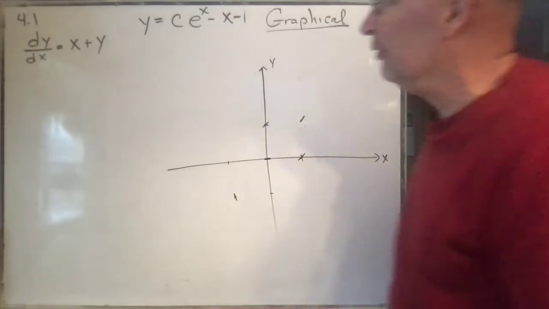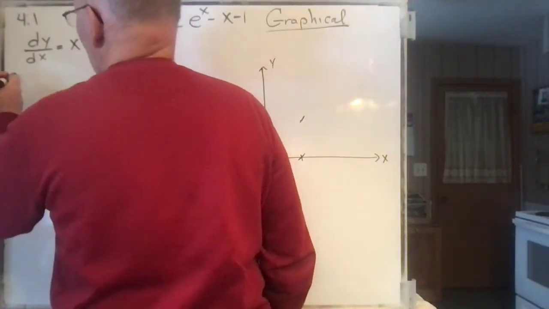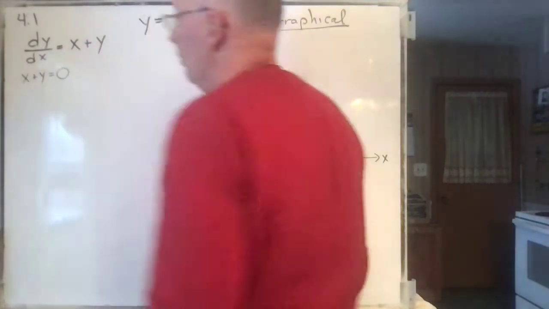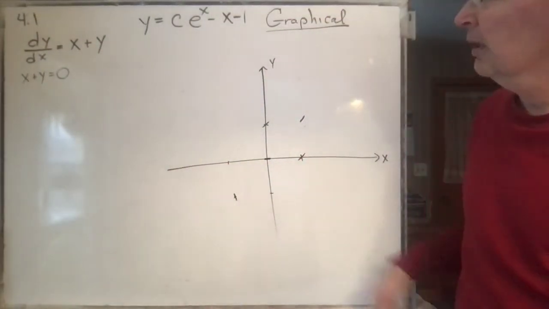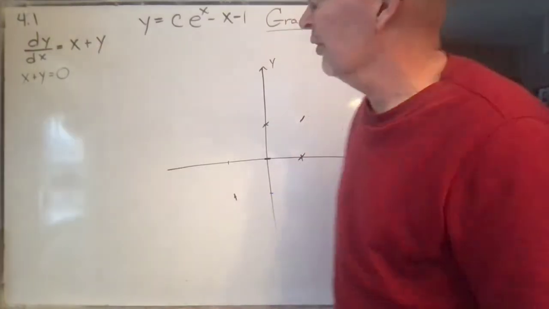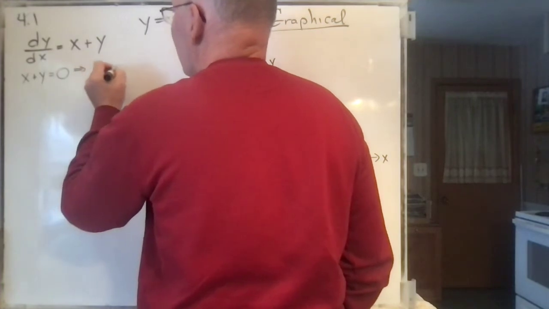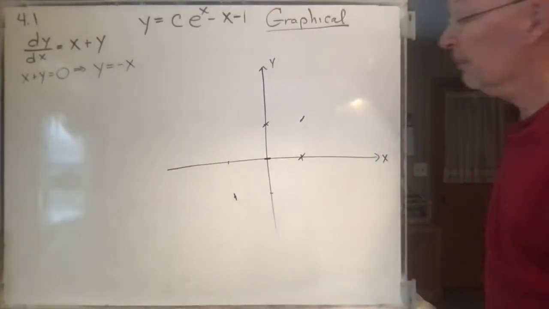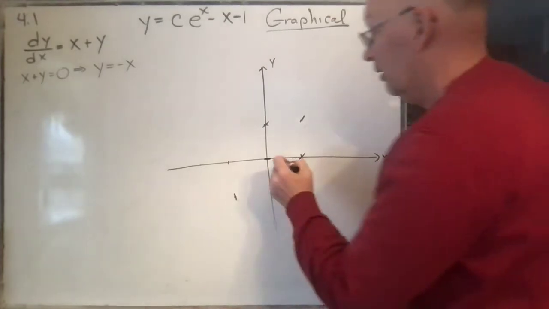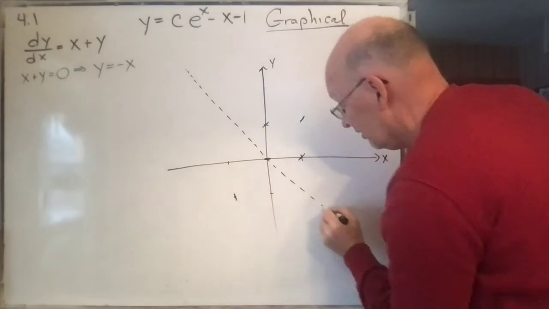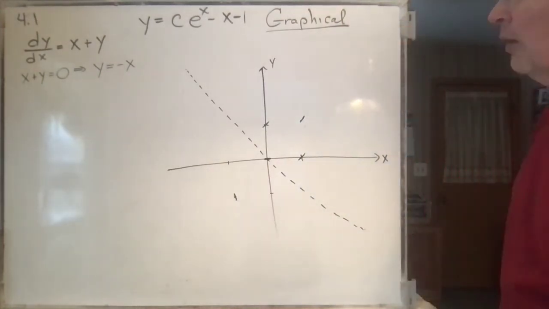systematic with it. Let's do it this way. Let's first ask the question, where are all the points on the plane where the slope of the function is going to be 0? That would be where x plus y is 0, which of course, if you solve it for y, means that y is equal to negative x. Agreed? And that's just the line y equal negative x, which looks like that.